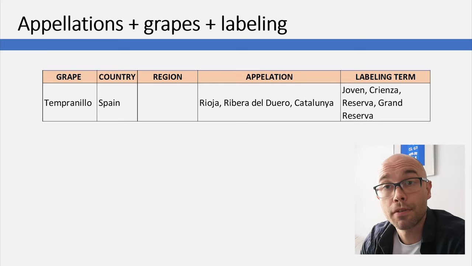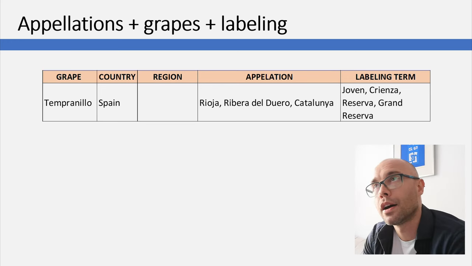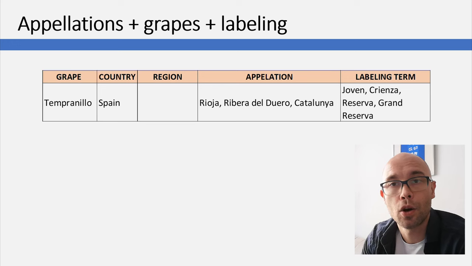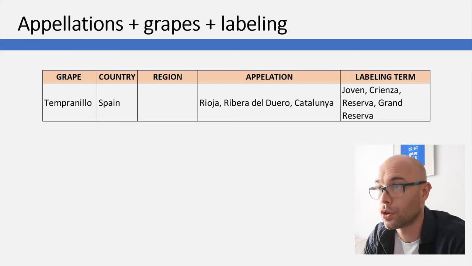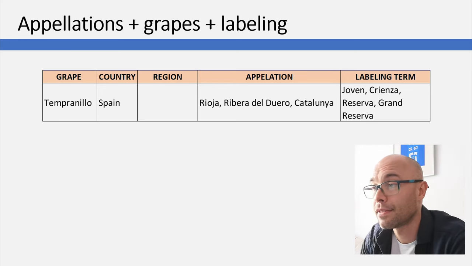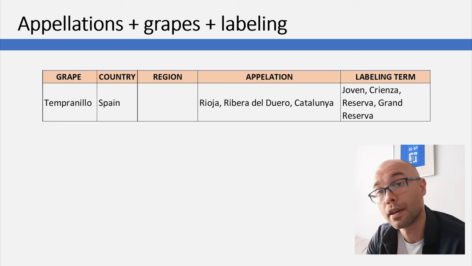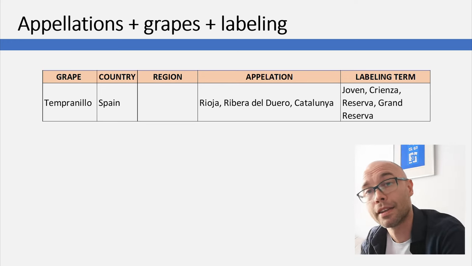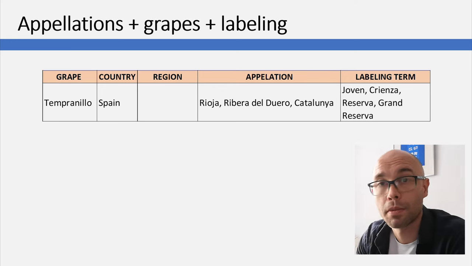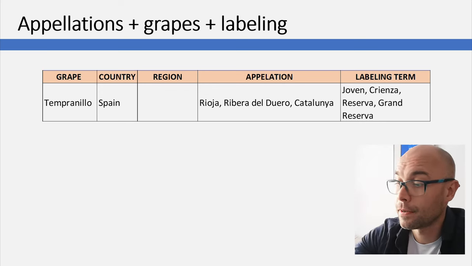Specific labeling terminology for Spanish wines, which indicate how much time the wine spends in the oak and the bottle before it's released. So Joven indicates that the wine is young, it didn't spend any time in oak. Crianza, Reserva, and Gran Reserva indicate that the wine spends a specific time in oak and barrel. So Crianza will be the least time in oak and barrel, and Gran Reserva will be the most time in oak and barrel before it's released. And this will also affect the style of the wine.